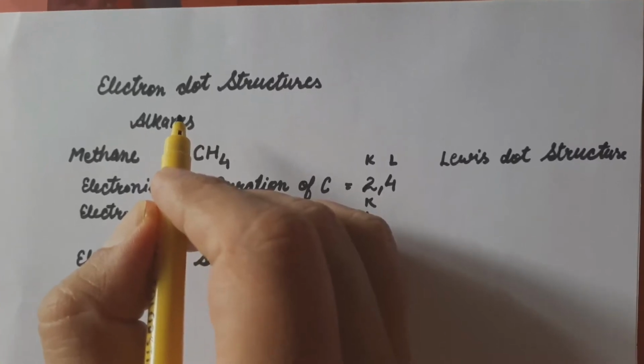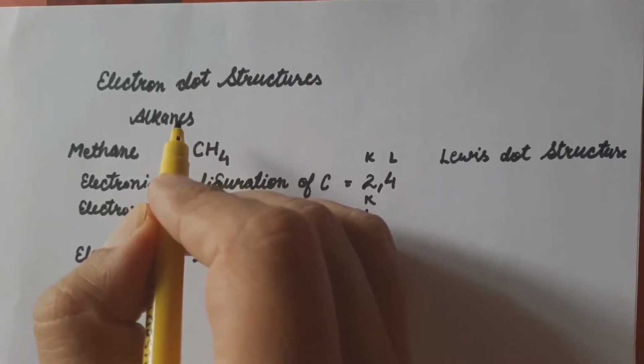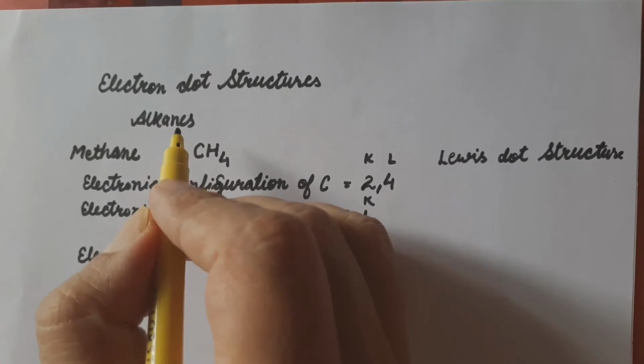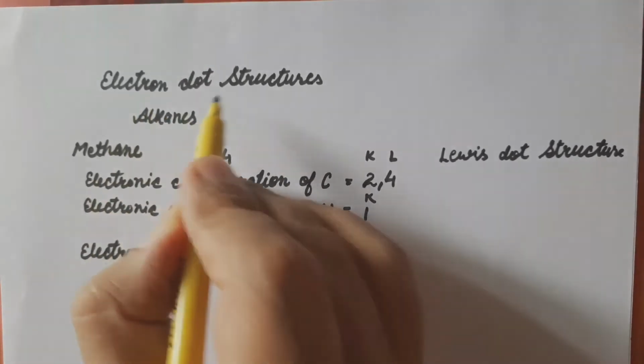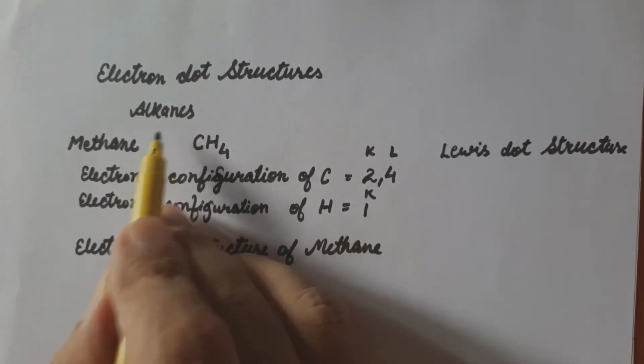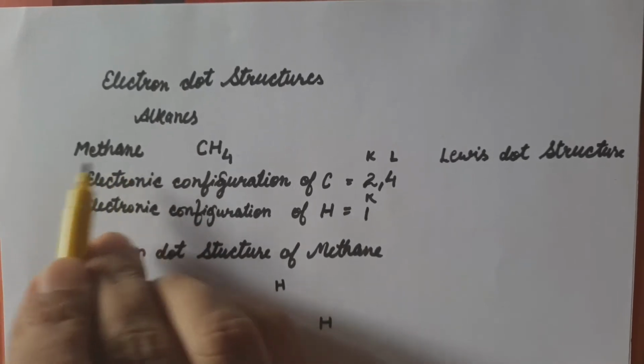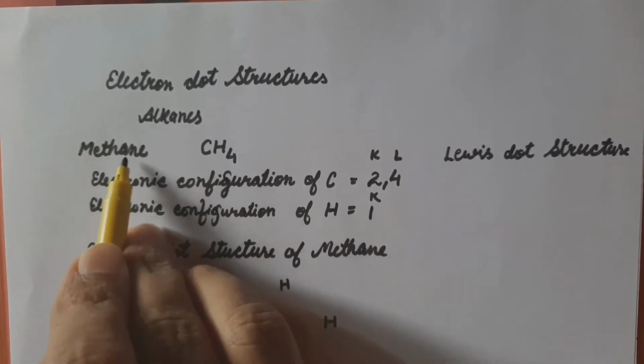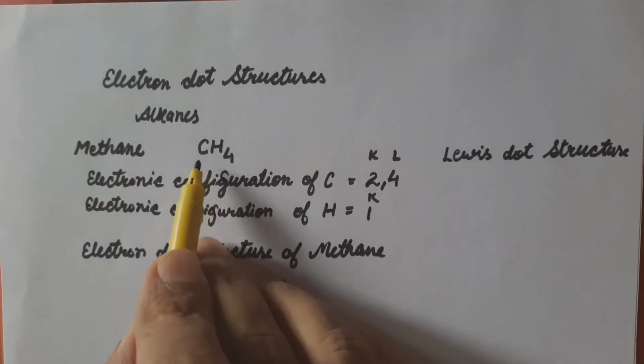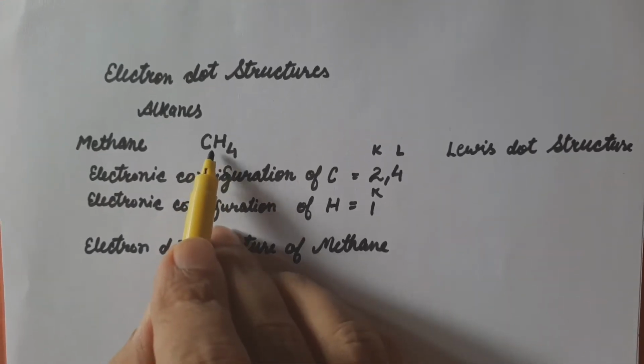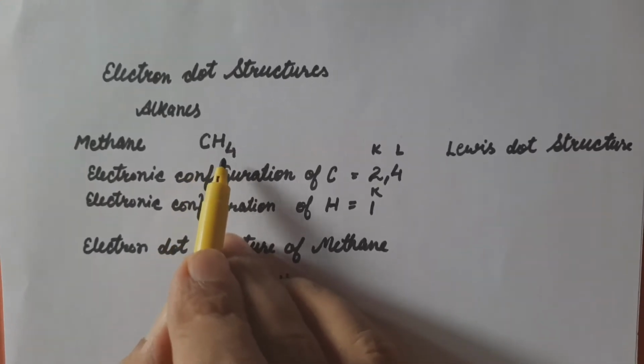In the previous video, we studied the alkanes, saturated hydrocarbons. Now we will discuss their electron dot structures. The first alkane is methane. Meth means one carbon, ane means single bonds. It has one atom of carbon and four atoms of hydrogen, CH4.